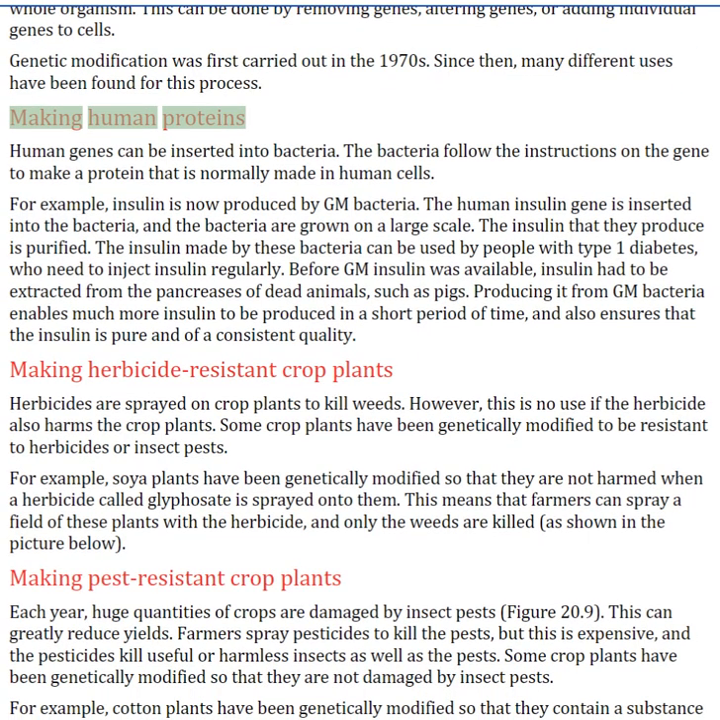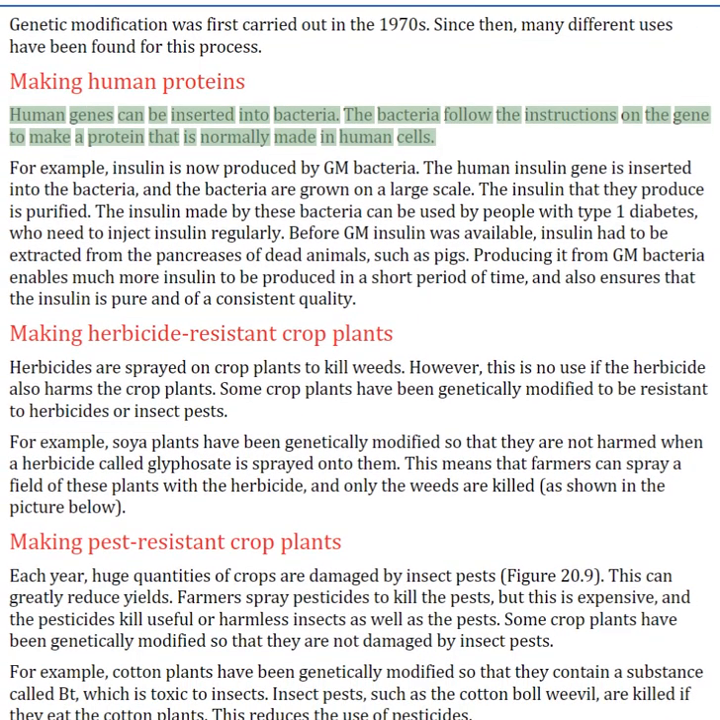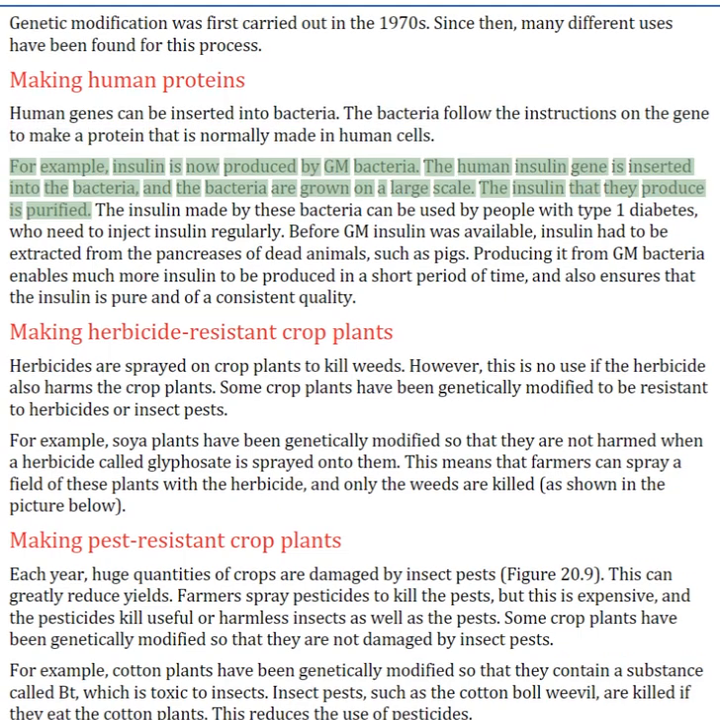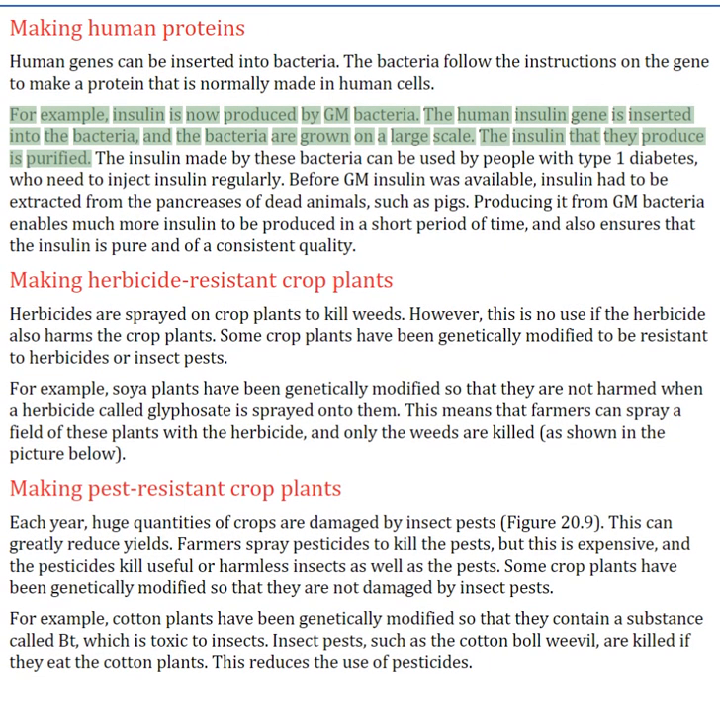Making human proteins. Human genes can be inserted into bacteria. The bacteria follow the instructions on the gene to make a protein that is normally made in human cells. For example, insulin is now produced by GM bacteria. The human insulin gene is inserted into the bacteria, and the bacteria are grown on a large scale. The insulin that they produce is purified.